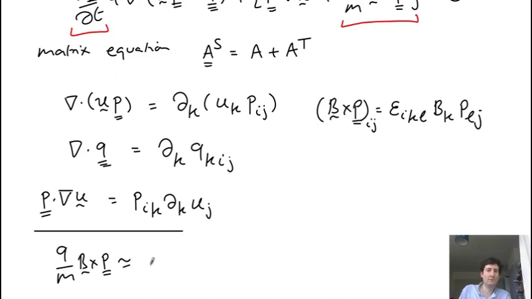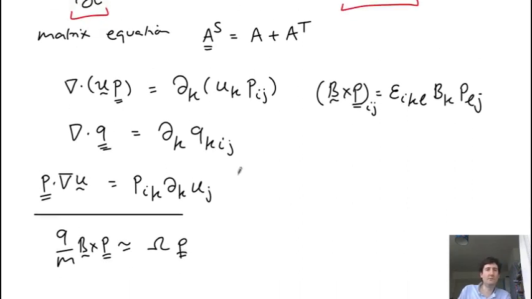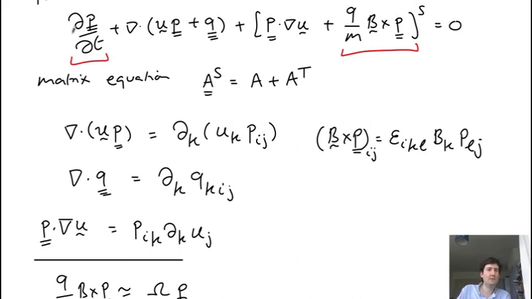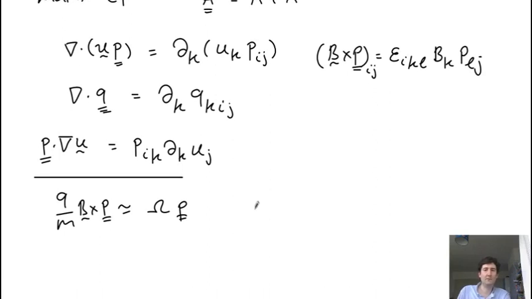So that is basically, the magnitude is the cyclotron frequency times the pressure. This is the magnitude. And if you compare this to this term here, d/dt is like a wave frequency times the pressure tensor.